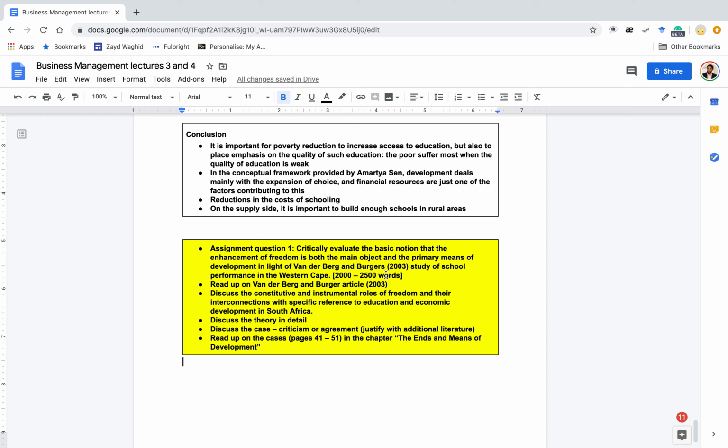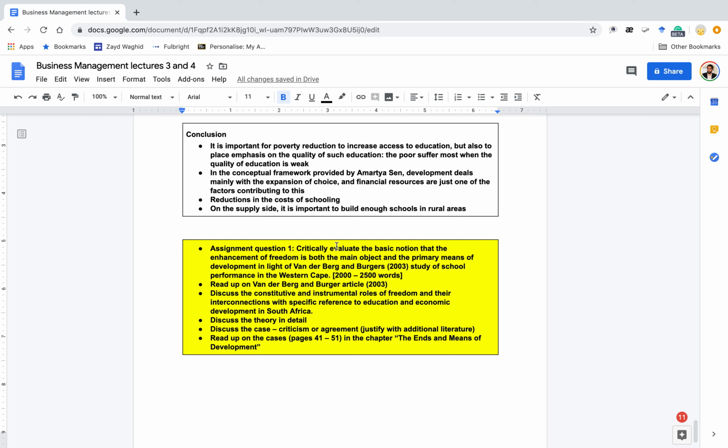And it's an assignment where you are required to produce your theory, and then you are required to produce the case, and then you are required to critically analyze the case in relation to the theory. So that's how we go about producing an academic assignment within the postgraduate field. So let's look at the question again.